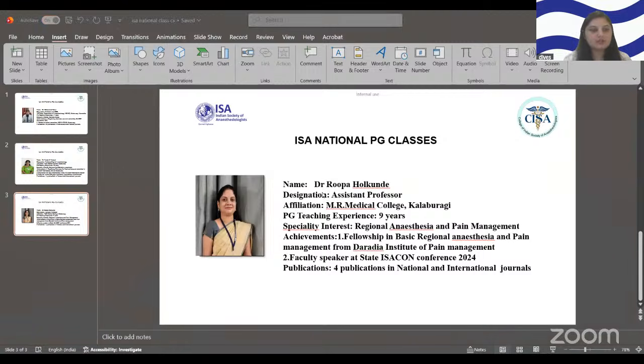Dr. Rupa Halkande is Assistant Professor, Department of Anesthesiology, MR Medical College, Kalaburagi. She has 9 years of postgraduate teaching experience with special interest in regional anesthesia and pain management. She holds a fellowship in basic regional anesthesia and pain management from the prestigious Daradia Institute of Pain Management, and she has been invited as faculty speaker at State ISACon Conference 2024. She has also contributed to academics with 4 publications in national and international journals. We are delighted to have you, ma'am, today.